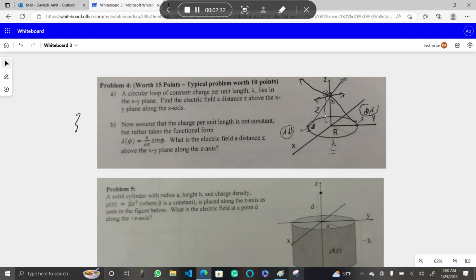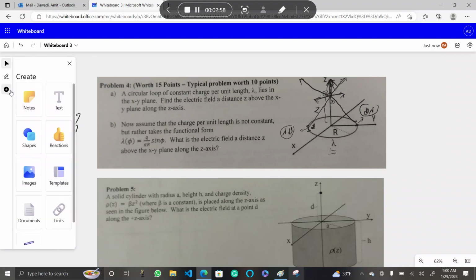In total, if we take all the small elements at a time, because of the circular symmetry, all the horizontal components cancel each other, and only the vertical component will remain. Finally, they will add up. So we'll be only looking at the g component, or the vertical component, of the electric field because of the entire loop. So let's move ahead.